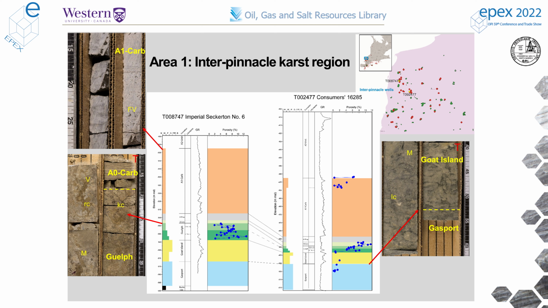Within the interpinnacle karst region, there is a pronounced thinning of all formations in the Lockport Group and a great thickening of the A-1 carbonate. Dissolution-enhanced fenestral vugs of the A-1 carbonate are very common, and highly karstic features occur in the Guelph Formation, including the karst rubbles and the recrystallized matrix, which means the whole Guelph Formation has been dissolved or removed, resulting in a thin unit.